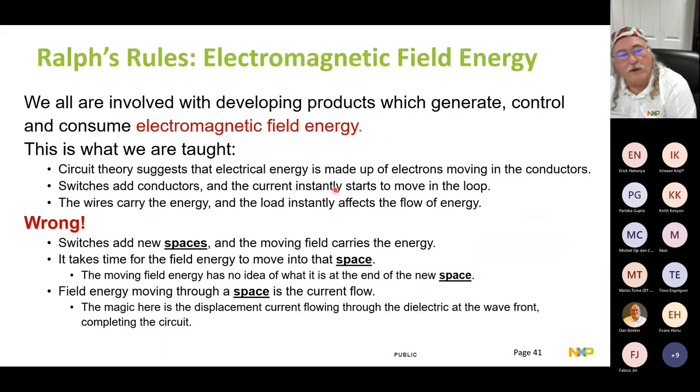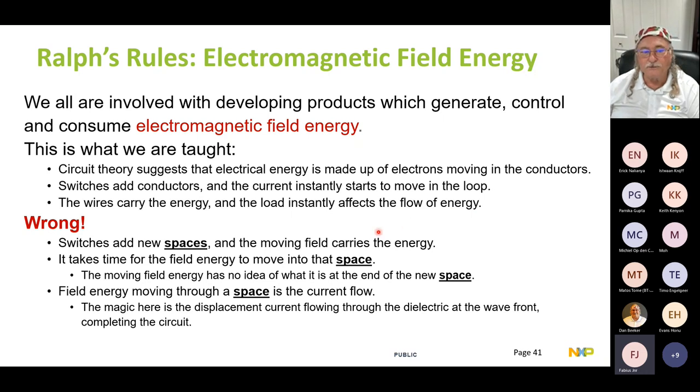This is the bottom line we have to remember. We're involved in developing products which generate, control, and consume electromagnetic field energy. Circuit theory talks about current flow and conductors, and it makes you think that it's electrons moving in conductors. When you turn on a switch, it adds a conductor and current flows in a loop. The wires carry the energy and the load instantly affects the flow of energy.